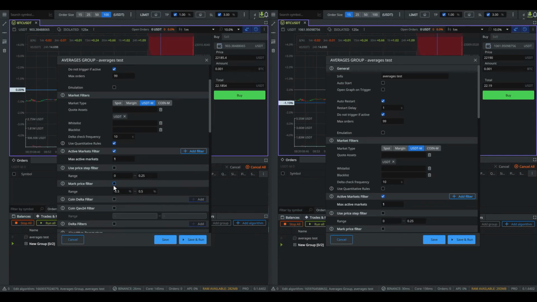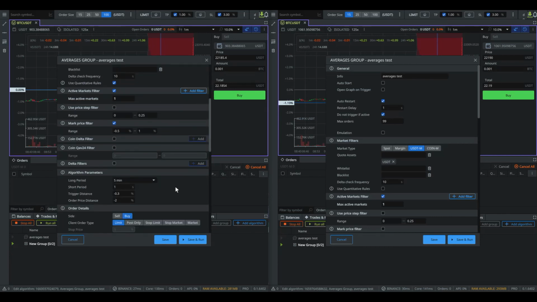Mark price filter is a filter that limits the minimum and maximum percentage between the price and mark price. If mark price is set from -0.5% to 1%, then the algorithm will not work if the mark price is lower than 0.5% and higher than 1%.